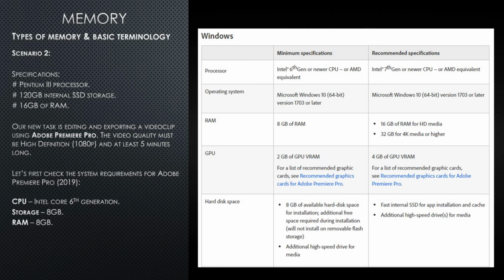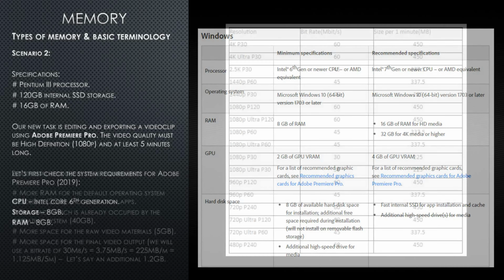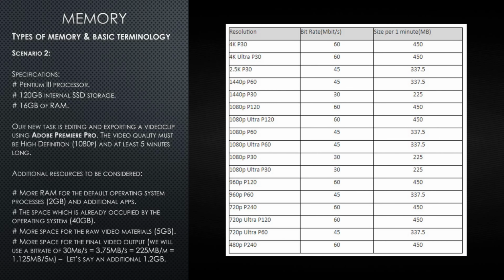These are only the basic requirements. In reality, always consider having more than the minimum requirements. And there are additional resources to consider. We will need more RAM for the default operating system services and processes, as well as for additional applications we might run in the background. Our current OS occupies 40 gigabytes of RAM already. We need more space for the raw video materials and for the final output.